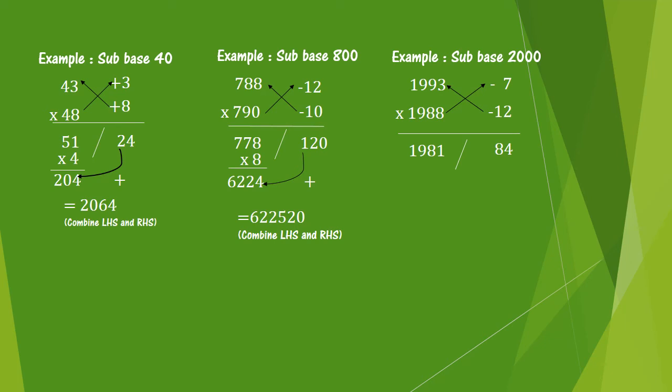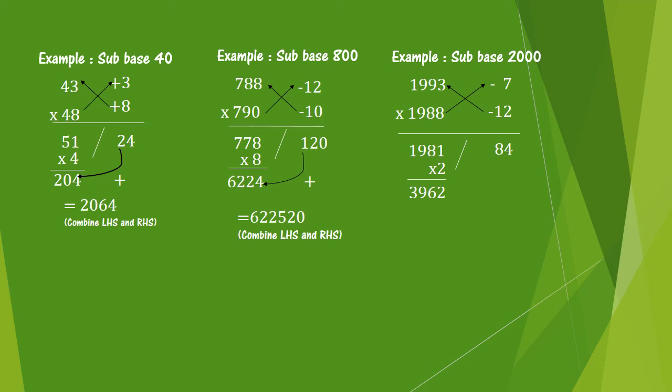So now the next step, we have to multiply 1981 with 2, because our subbase is 2000. That is why we are multiplying 1981, that is our left hand side, by 2. So we get the answer as 3962.